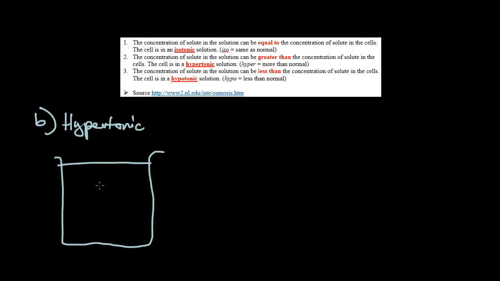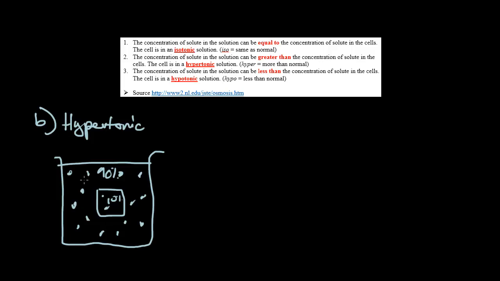Let me draw a quick diagram for you. So this is going to be hypertonic. It means that the solute in the solution can be greater than the concentration of the solute in the cell. This is my little beaker. This is my water. This is all the solute concentration outside. Now suppose this is my cell. Inside I've got 10%, but outside I've got 90%. I'm talking about solute concentration here, so everything is in respect of solute concentration.